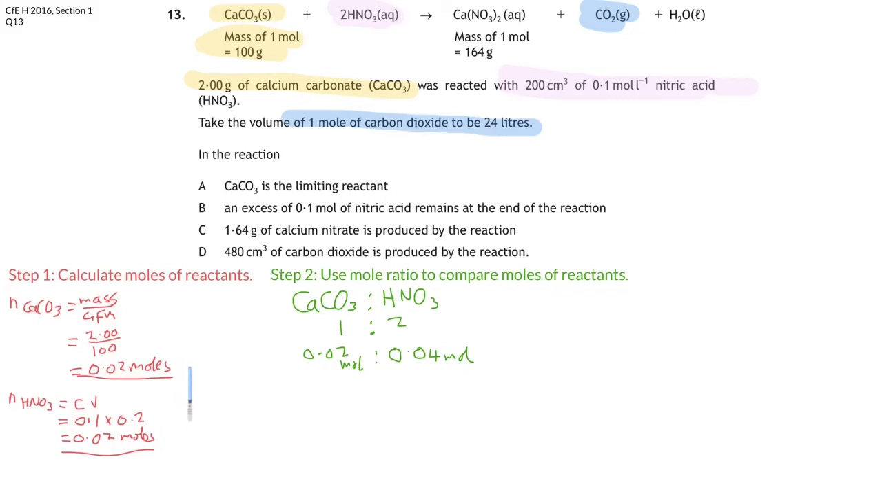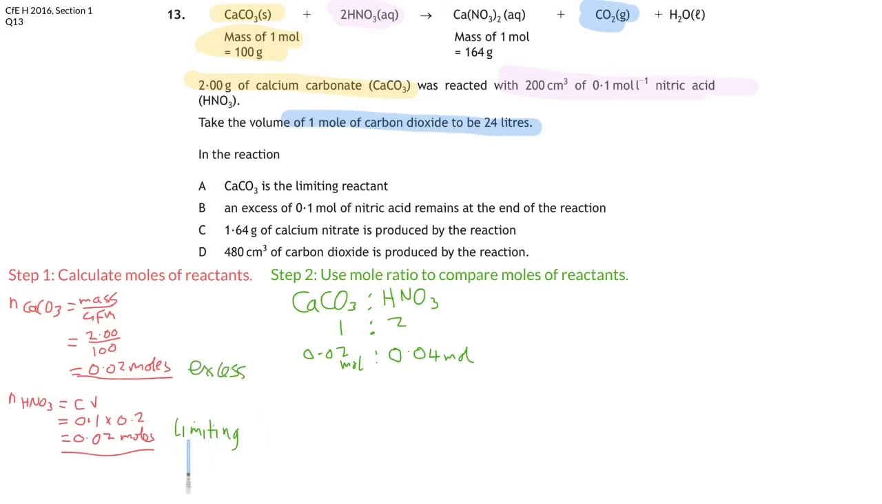So there was 0.02 moles of each of the reactants. So if we go with our calcium carbonate first and we say our mole ratio is 1 to 2, this is from the balanced equation. So for 0.02 moles of the calcium carbonate to react, we need 0.04 moles of nitric acid. We don't have that. Not all of this calcium carbonate will react because it's been limited by the amount of moles of the nitric acid that are there.